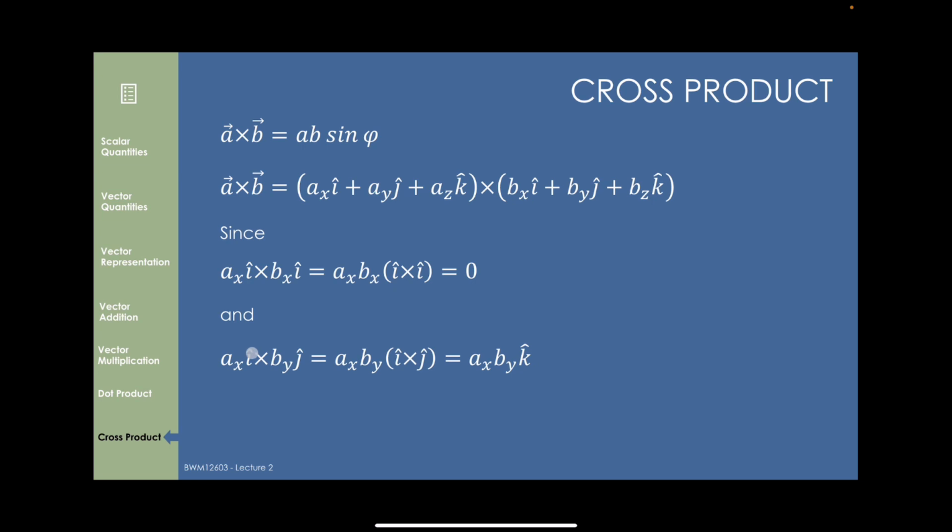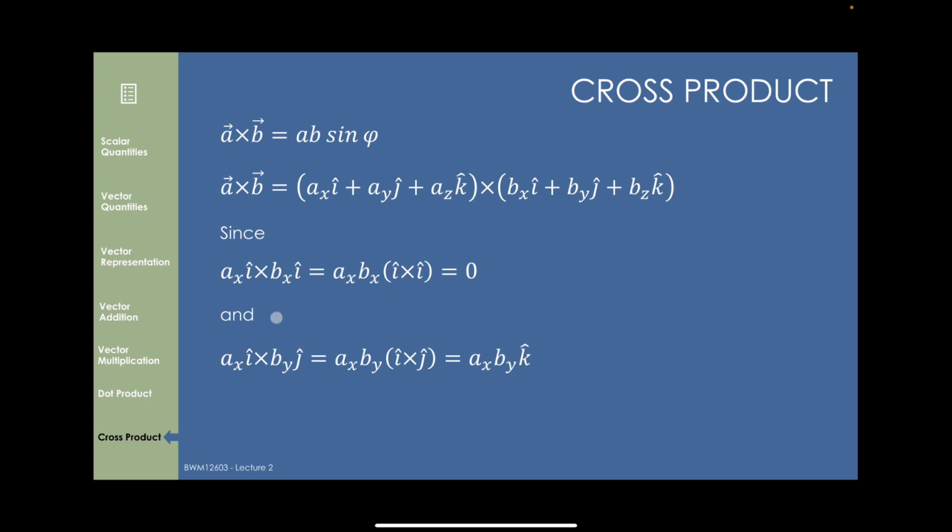And if two vectors are perpendicular to each other, their magnitude is equal to the product of the magnitudes of those two vectors, and their direction is perpendicular to both of the vectors which are being multiplied.